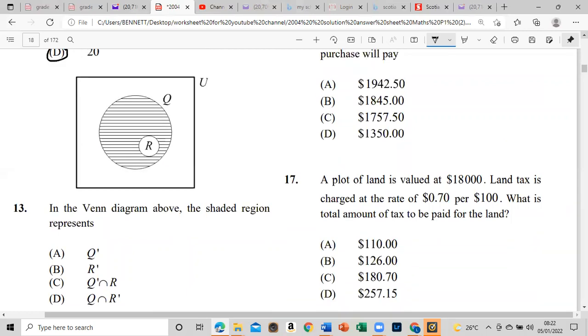All right. In the Venn diagram above, the shaded region represents... So this is the shaded region. What this is saying is Q contains R. So all the elements in R are in Q, but not all the elements in Q are in R. If R was shaded, it should have been Q intersect R. But this now is R prime, not in R. So it's what's not in R. Let's move on to 14.